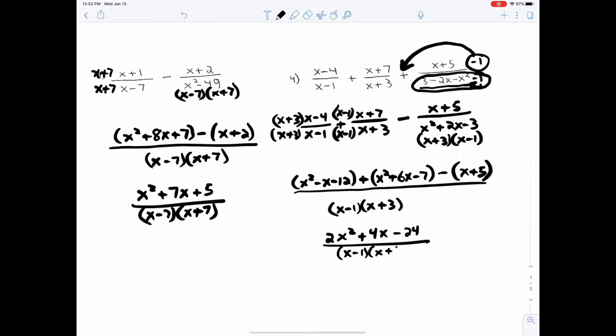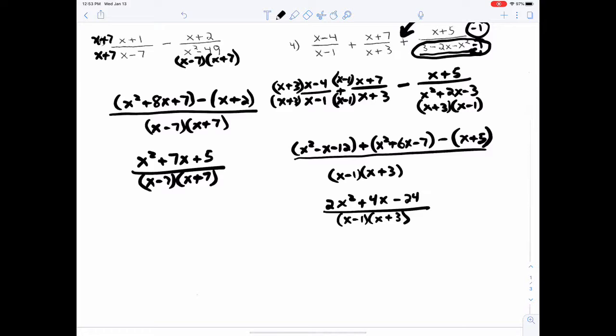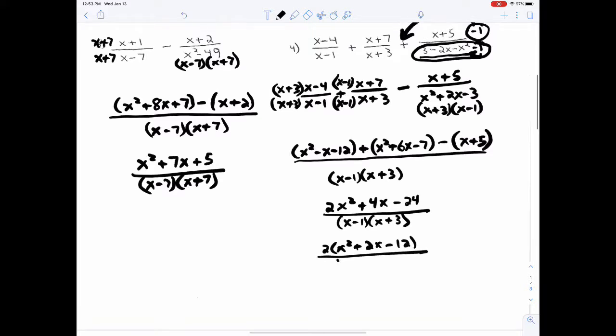Now, we should check to see if we can factor the numerator and then cancel with the denominator. Could we? I don't know. Let's check it. Maybe. So let's factor the 2 first. And that gives us x squared plus 2x minus 12 all over x minus 1 times x plus 3.